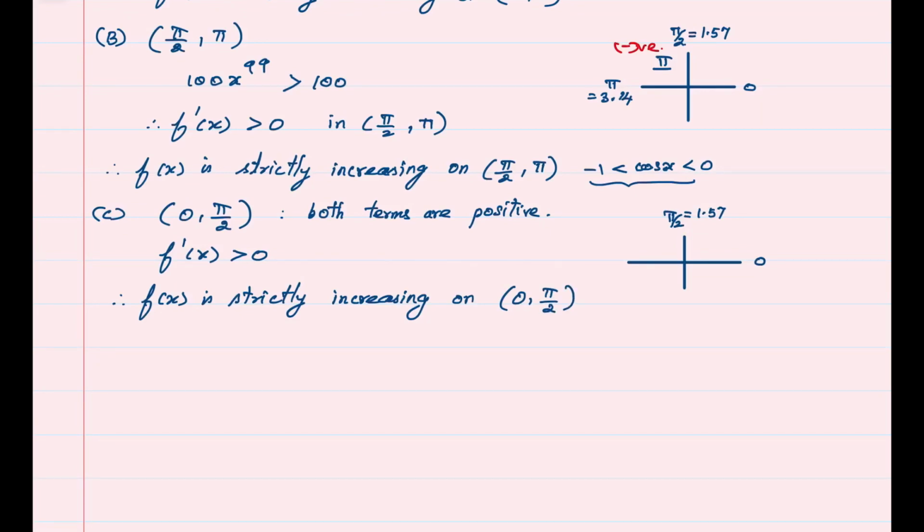Look at the question. The question is asking for the intervals in which it is strictly decreasing. But in the first 3 intervals, the function is strictly increasing. Therefore, the answer is D subdivision, none of these.